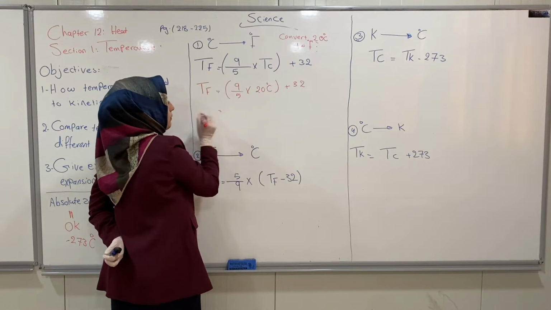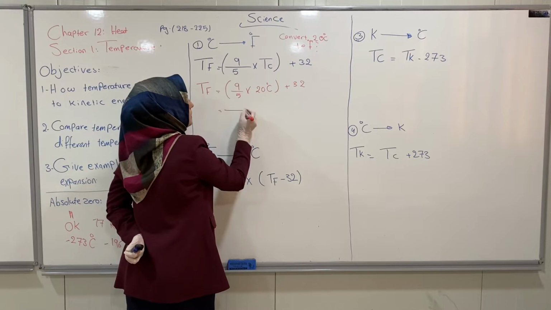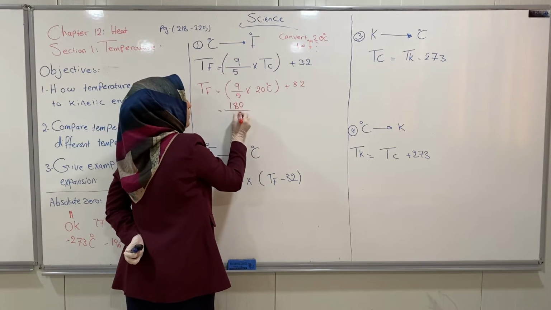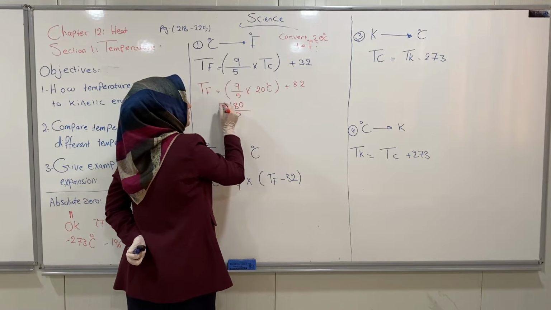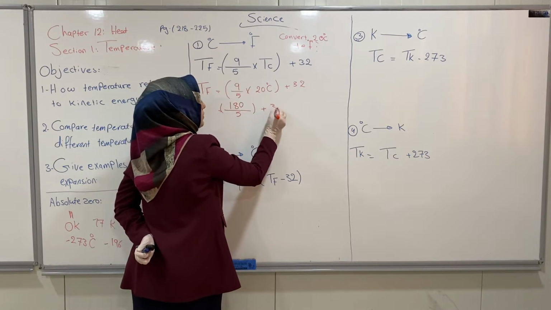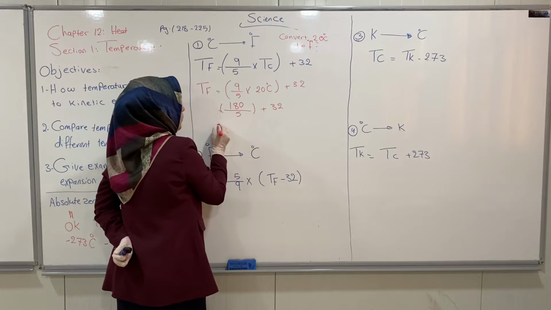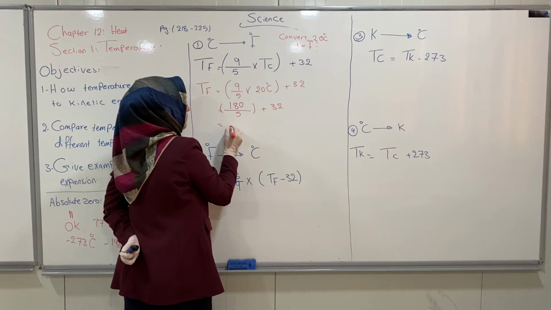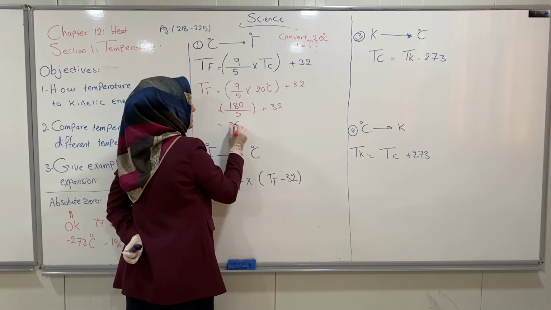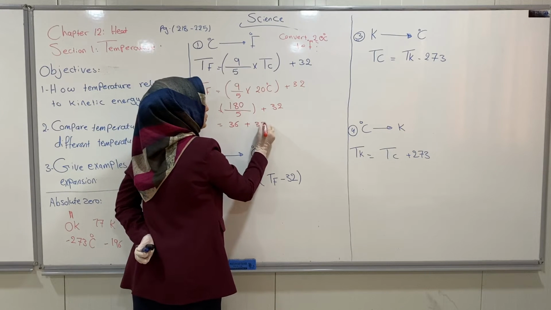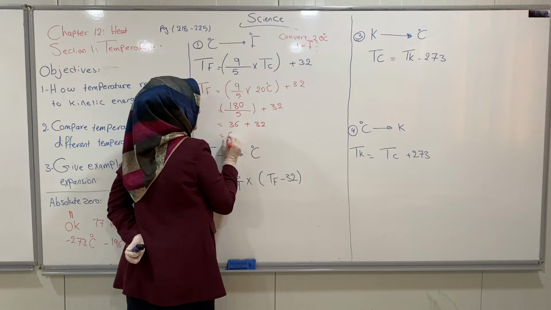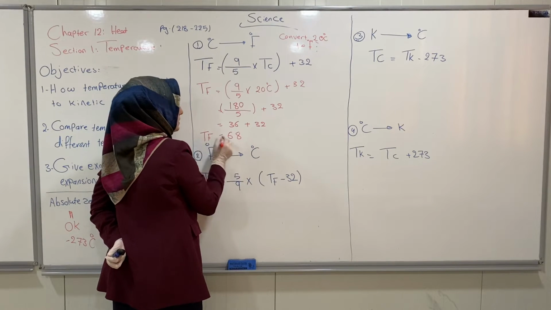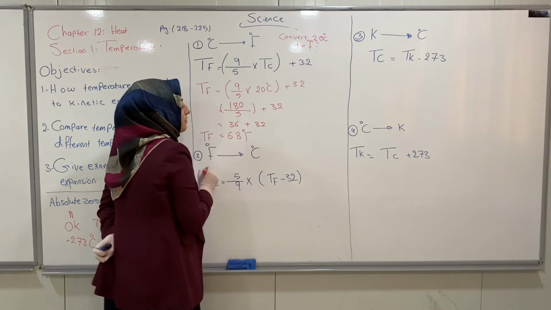So the temperature of Fahrenheit equals 9 multiplied by 20, which is 180, divided by 5, is equal to 36, plus 32 is equal to 68. So the temperature of Fahrenheit is equal to 68 degrees Fahrenheit.